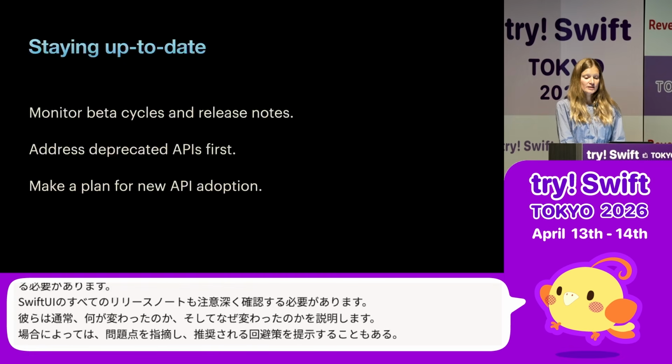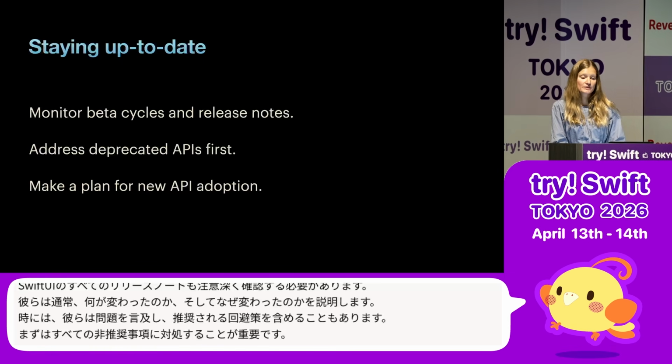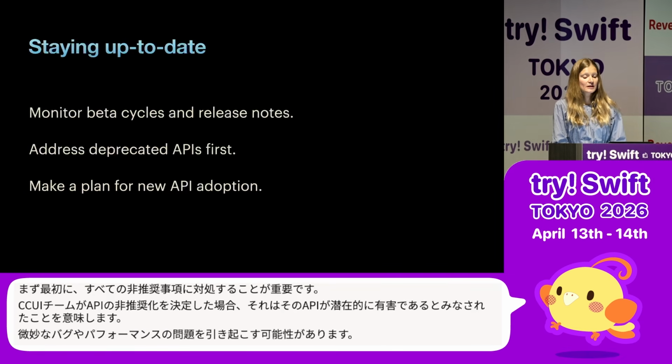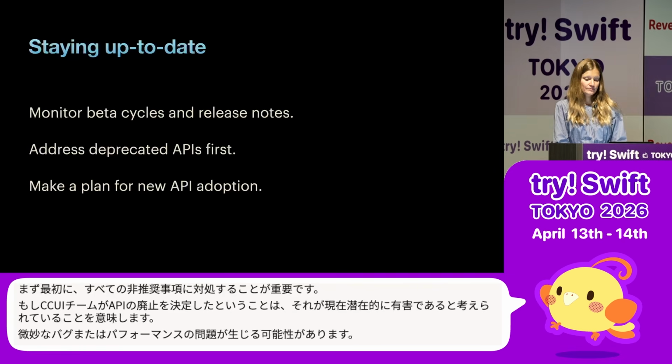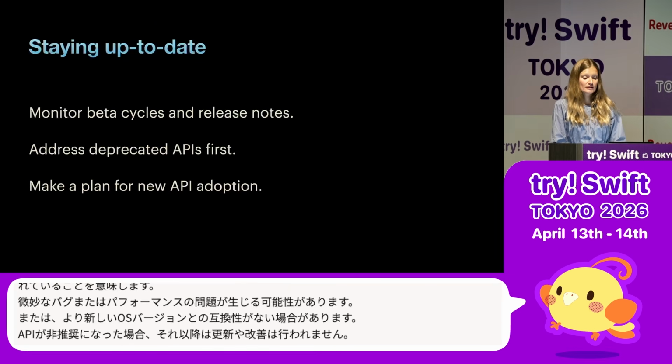It's important to address all the deprecations first. If the SwiftUI team made a decision to deprecate an API, it means that it's now considered potentially harmful. It may introduce subtle bugs or performance issues. Or it may not be compatible with newer OS versions. If an API is deprecated, it will no longer be updated or improved, so it's best to stop using it as soon as possible.